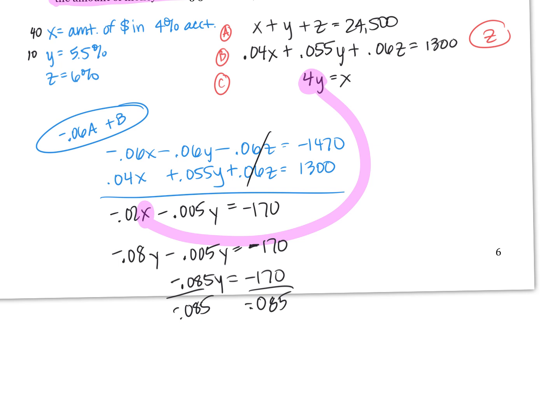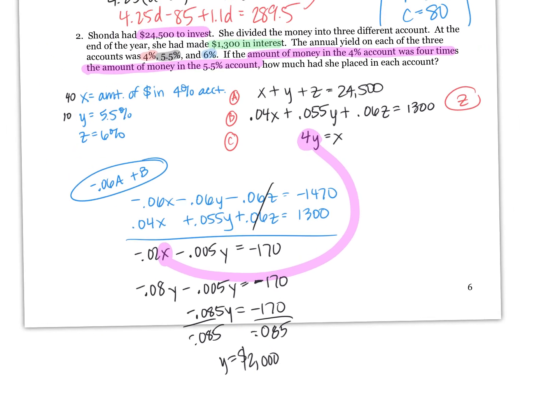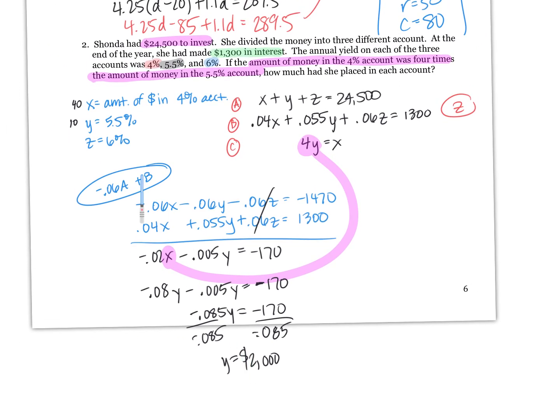When I divide negative 170 by negative 0.085, and we get, anybody get 2,000? $2,000. What does that mean? We're investing $2,000 in that 5.5% account.